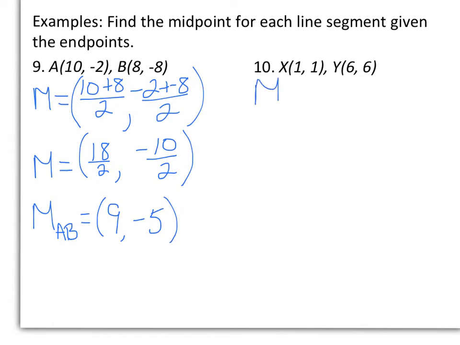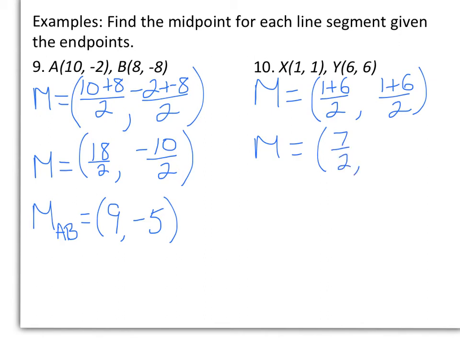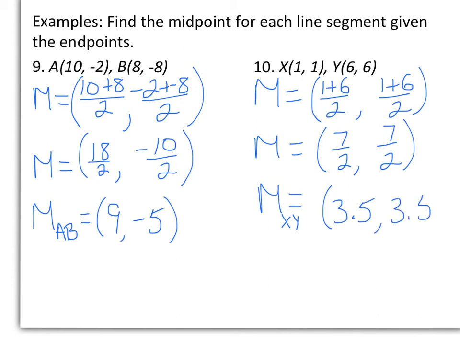Okay. And then in 10, if I want to find the midpoint of line segment XY, again, sum of the x values divided by 2, and then sum of the y values divided by 2. And simplifying, we have 7 divided by 2, comma, 7 divided by 2. And midpoints can be a decimal. So my midpoint of line segment XY is 3.5, comma, 3.5. Or you could keep it as a fraction. You could write it as an improper fraction or a mixed number. For midpoint, it does not matter.